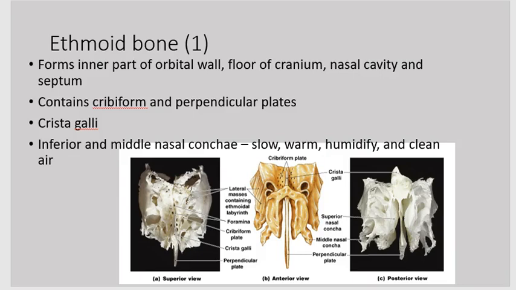It contains the cribriform and the perpendicular plate. If you look right here, this is the cribriform. This is an area that the brain is going to rest on. And then you have your perpendicular plate here, which makes part of that nasal septum. Up here at the top, there's kind of a little point called the crista galli.